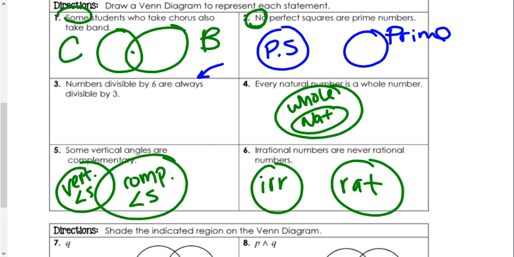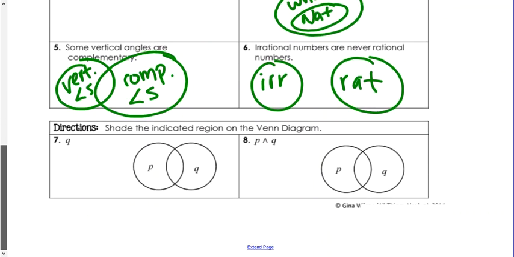Okay? So the last part that I want to talk about is sometimes I'm going to ask you to shade in the regions that I'm describing. So in number 7, I'm describing just Q. So I'm looking for where Q is on this Venn diagram, and I'm shading in the whole Q bubble.